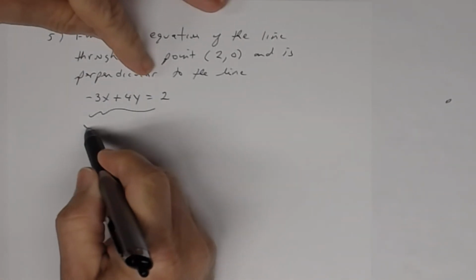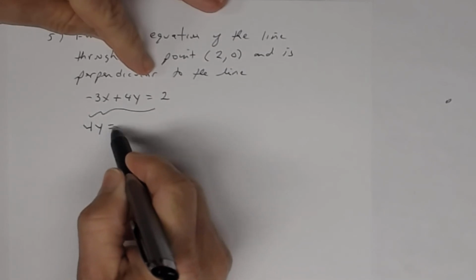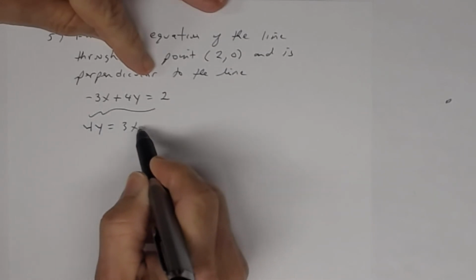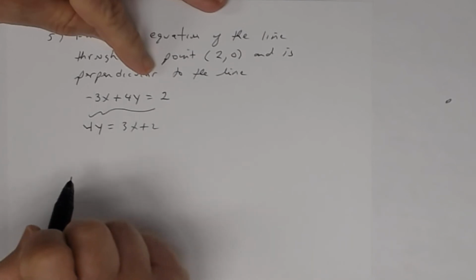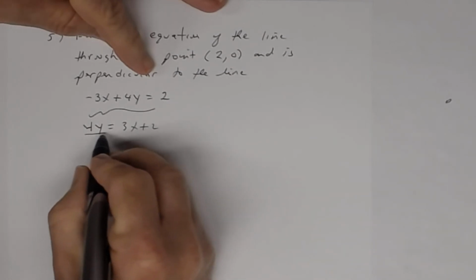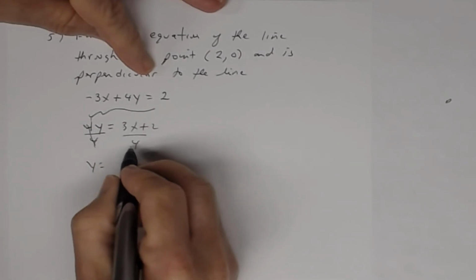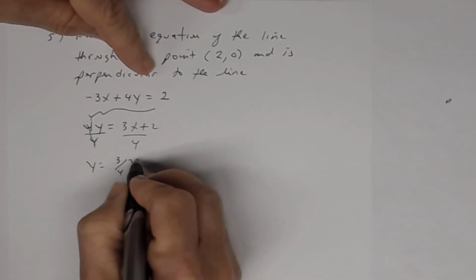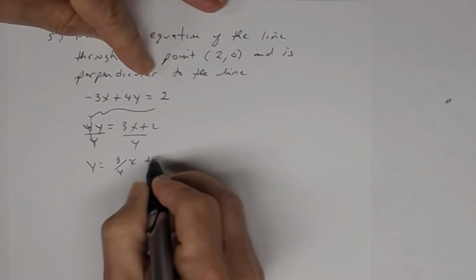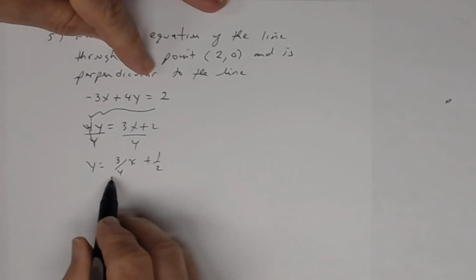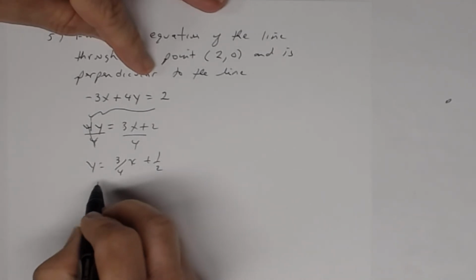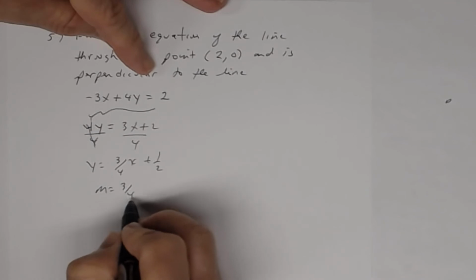So I get 4y equals 3x plus 2. I'm going to add 3x to both sides. So this is what I get. Divide both sides by 4. I get y equals 3/4 x, just like this. And then 2/4 is a half. So I get plus 1/2. So the slope of this line right here is 3/4.